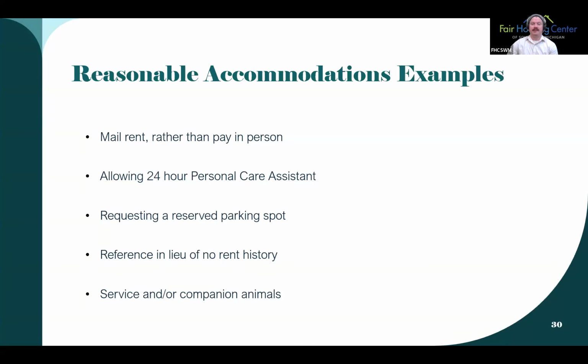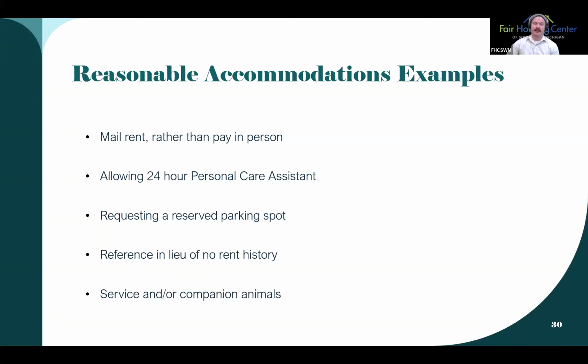Some people with disabilities may have little or no rental history because they've previously lived with, for instance, relatives or in a medical situation or an otherwise non-standard rental agreement. It might be appropriate then for a housing provider to accept references in lieu of a rental history.